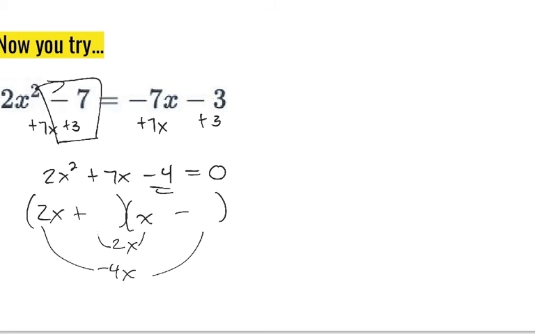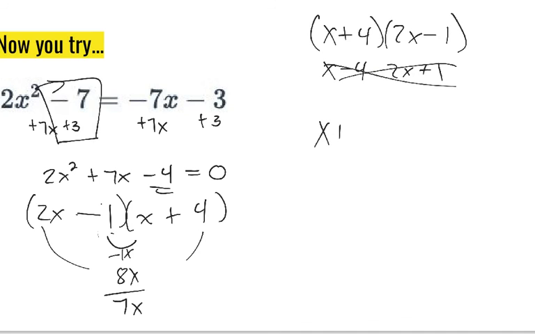So, 2x, I think my signs were wrong. 2x minus 1 and x plus 4. Let's check it. No, opposite way. It was the other way. Oh, but it should be this way, shouldn't it? Yeah. That gives me a negative 1x in the middle, 8x on the outside. I did the plus 4 and then the minus 1.